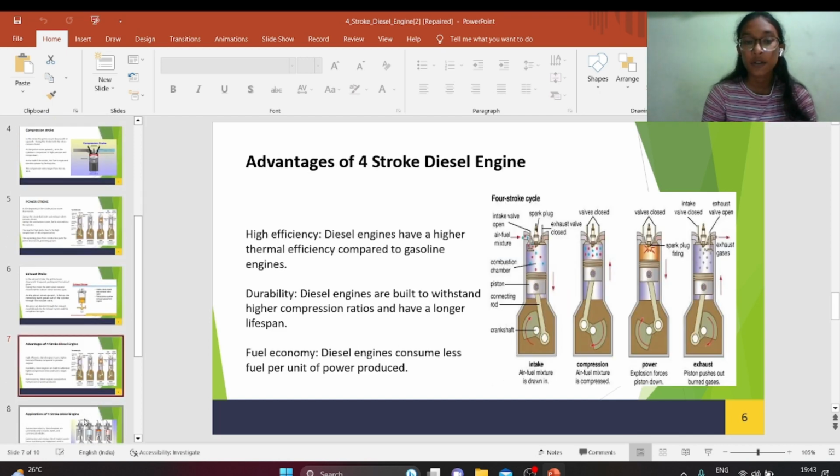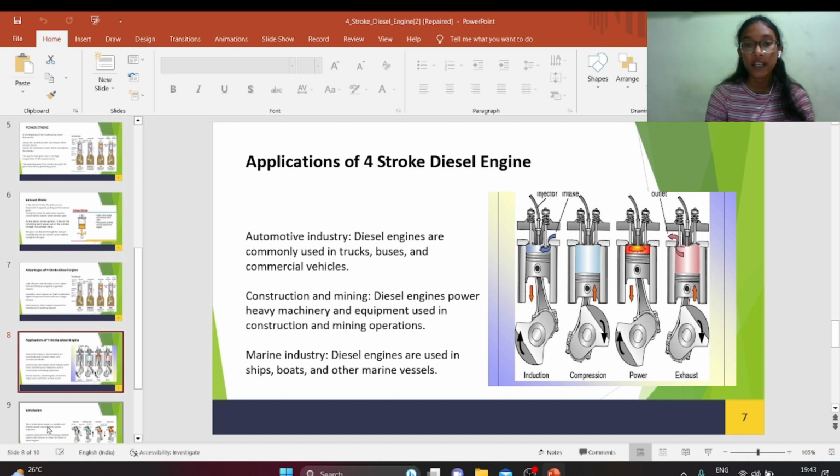So next we'll discuss the advantages of the 4-stroke diesel engine. The first advantage is high efficiency. Diesel engines have a higher thermal efficiency compared to gasoline engines. Next is fuel economy. Diesel engines consume less fuel per unit of power produced.